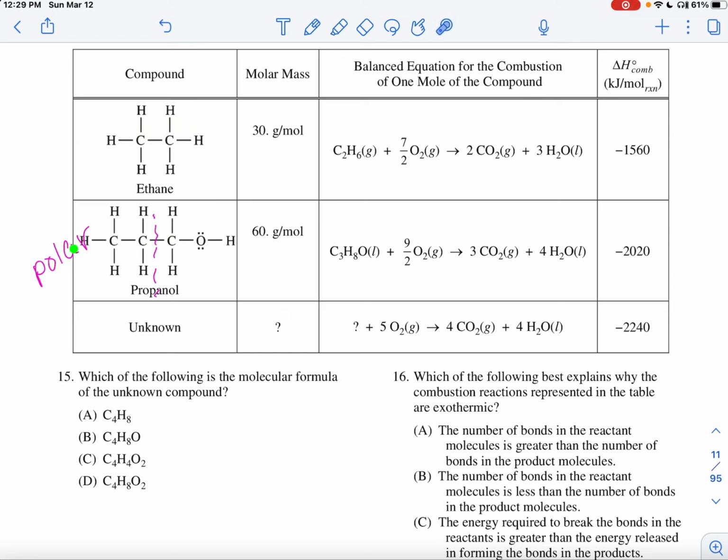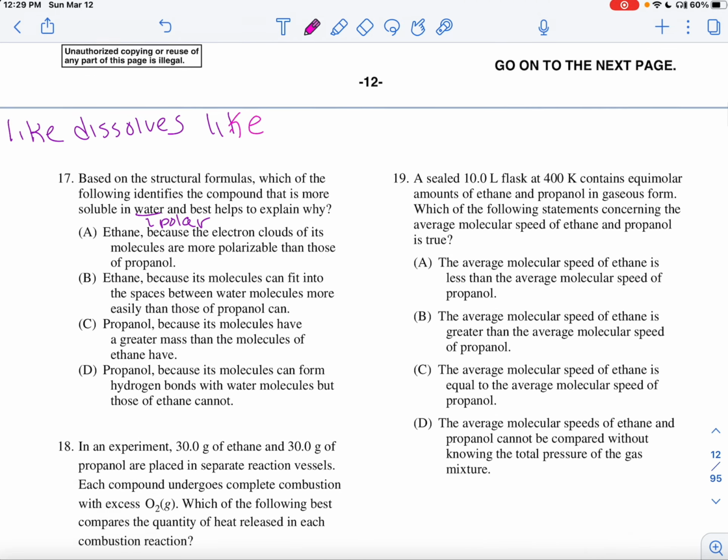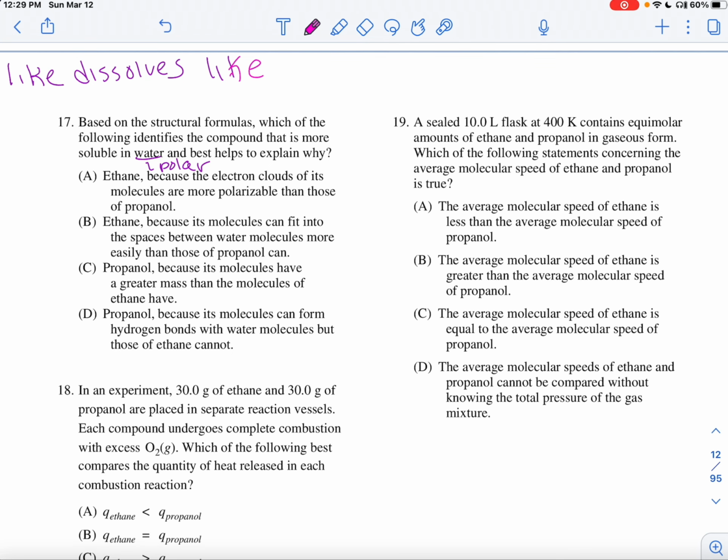propanol is also polar because the left and right are not the same. Top and bottom are the same, but left and right are not. Ethane, though, top and bottom are the same, left and right are the same. If you draw a line down the middle or across like this, it is non-polar. So based on our like dissolves like concept, we can get rid of A and B, the two choices for ethane, because water is going to dissolve more propanol.